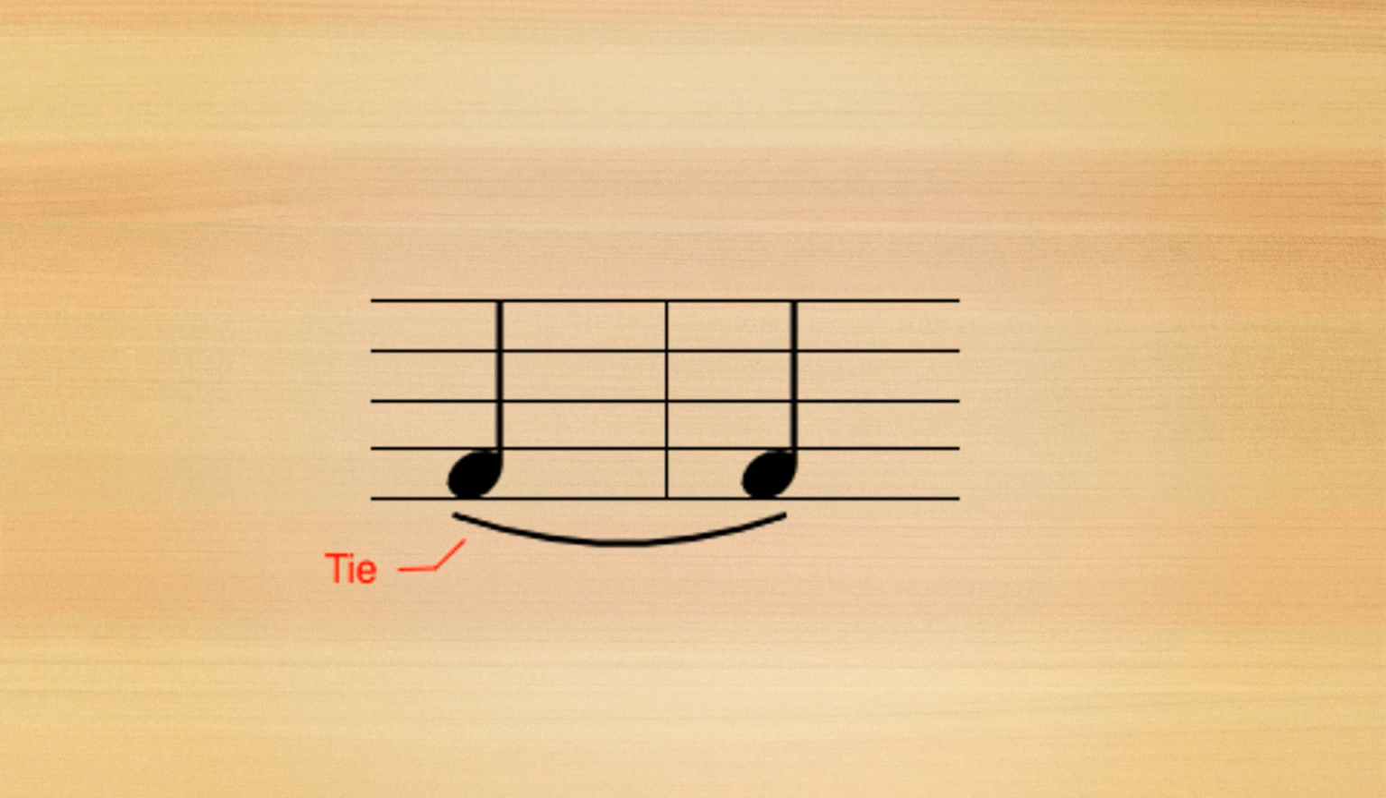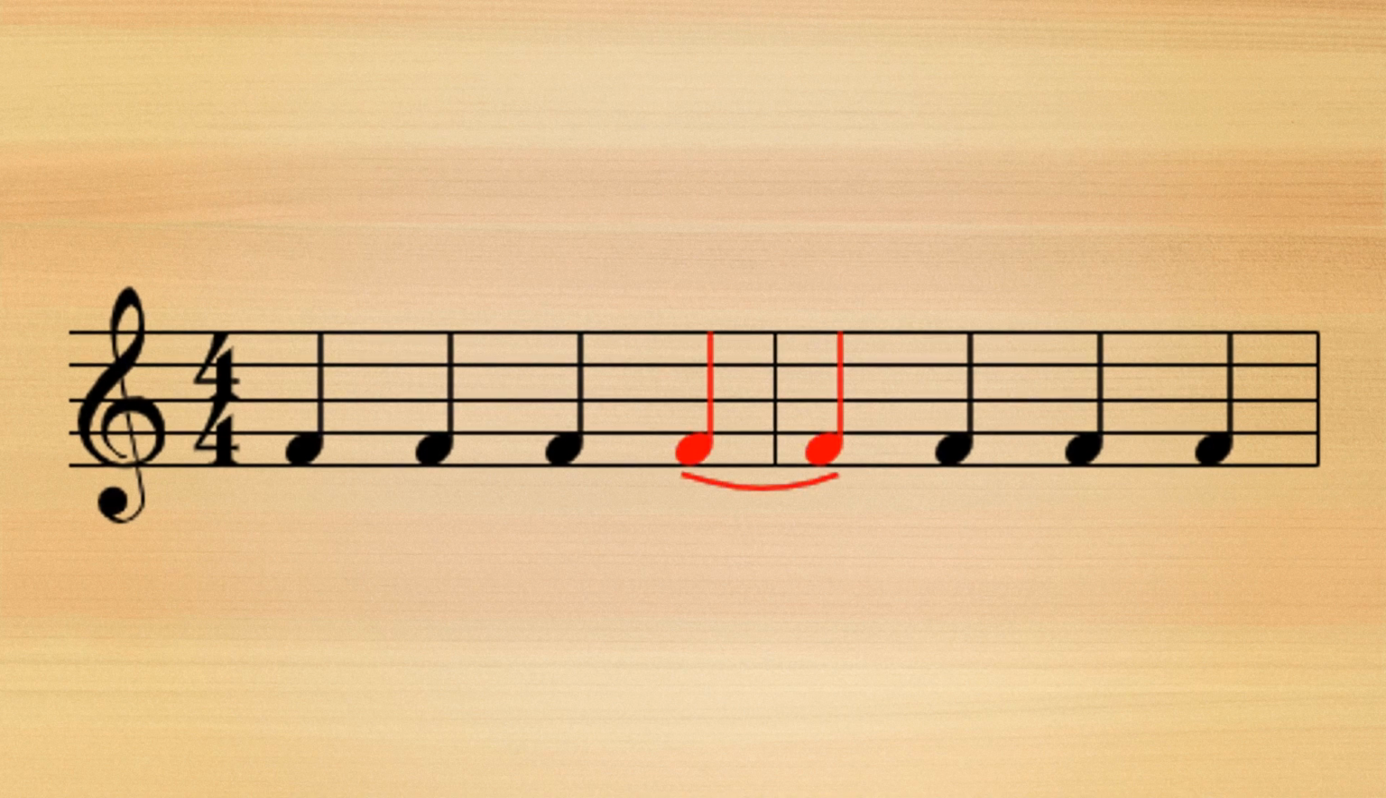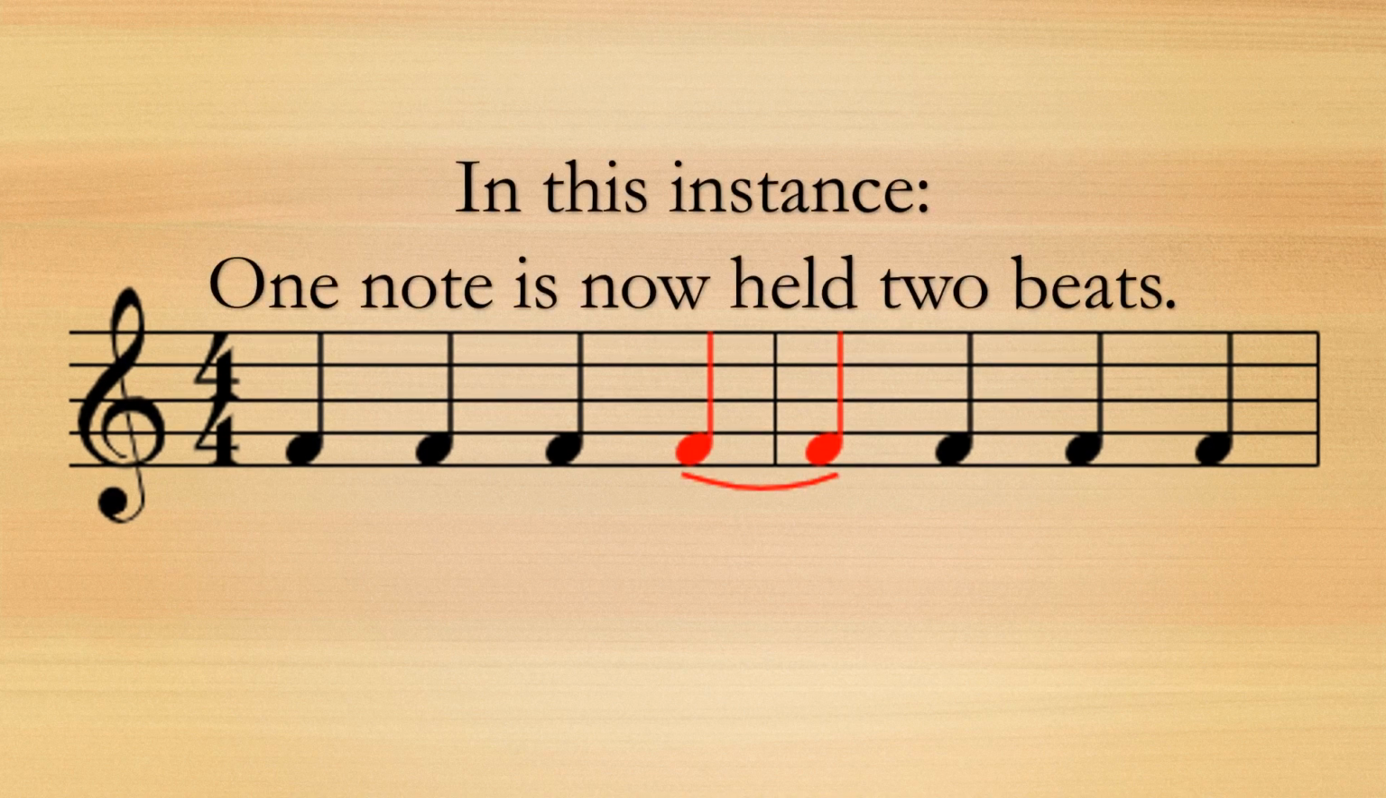Specifically, how ties work is that they connect two notes of the same pitch across bar lines. The notes highlighted would now be held out together as if it was one note being held for two beats. Only in this instance. There are other instances. The most important thing for you to remember is that when two notes are tied together, their durations are combined and added together.